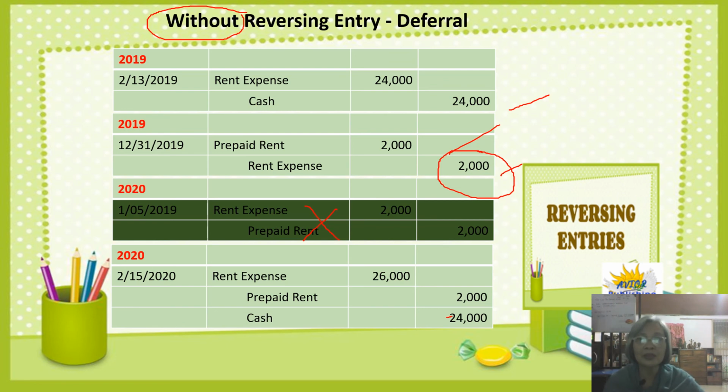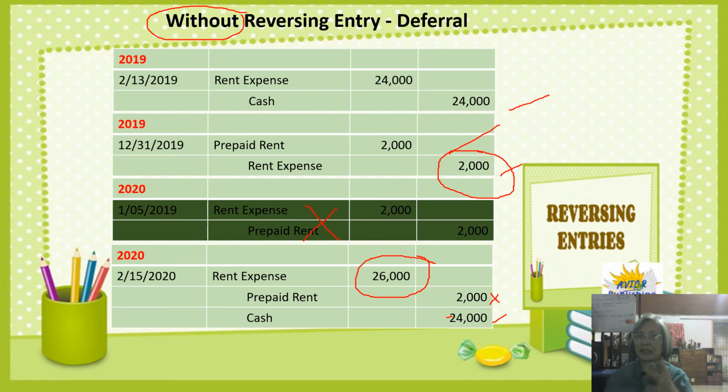Tapos, itong prepaid rent natin, buburahin natin, kasi hindi naman pwedeng meron tayong prepaid rent and at the same time, meron tayong rent expense. So, buburahin na natin yung prepaid rent na yan. So, magiging debit natin rent expense 26,000, credit prepaid rent to remove the prepaid rent and to bring back to the correct balance yung rent expense natin, and then we credit cash.